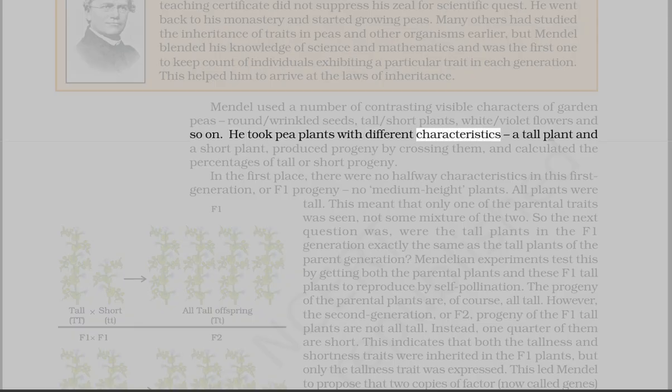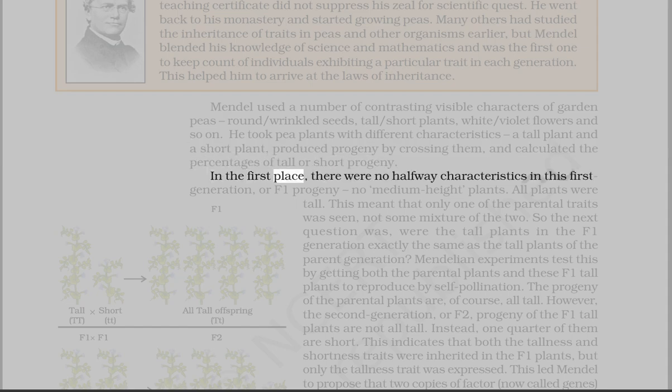He took pea plants with different characteristics, a tall plant and a short plant, produced progeny by crossing them, and calculated the percentages of tall or short progeny. In the first place, there were no halfway characteristics in this first generation, or F1 progeny, no medium-high plants. All plants were tall. This meant that only one of the parental traits was seen, not some mixture of the two. So the next question was, were the tall plants in the F1 generation exactly the same as the tall plants of the parent generation?